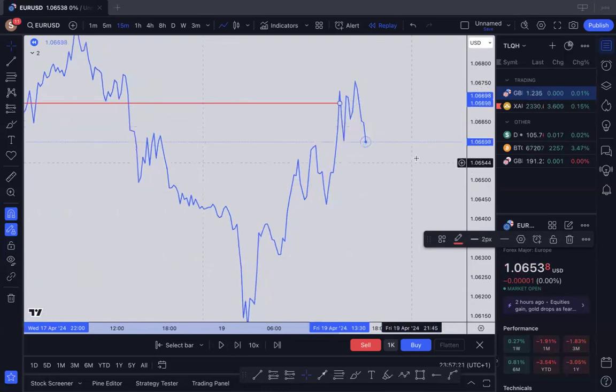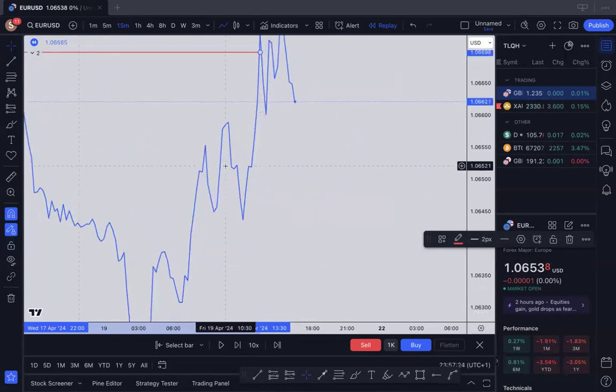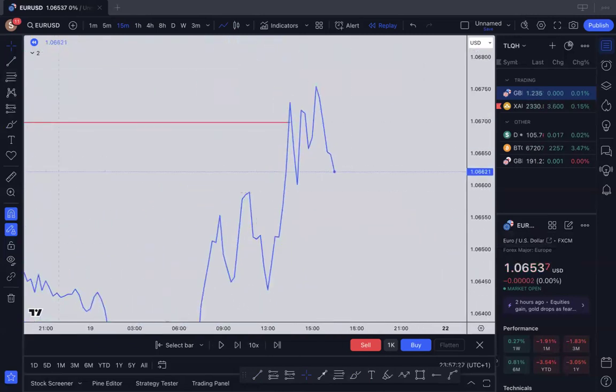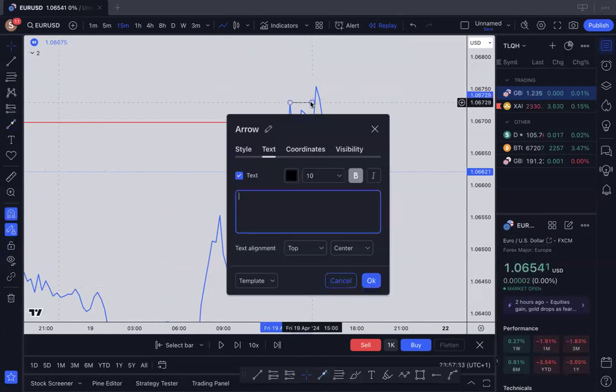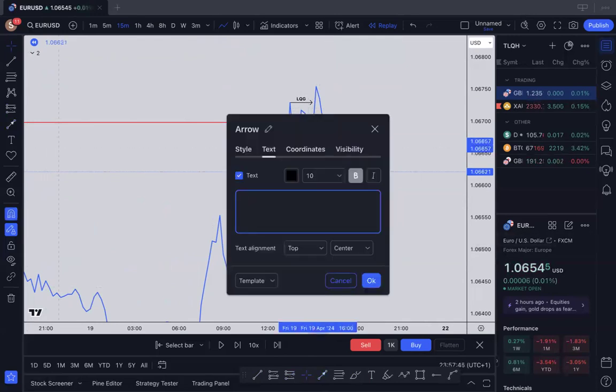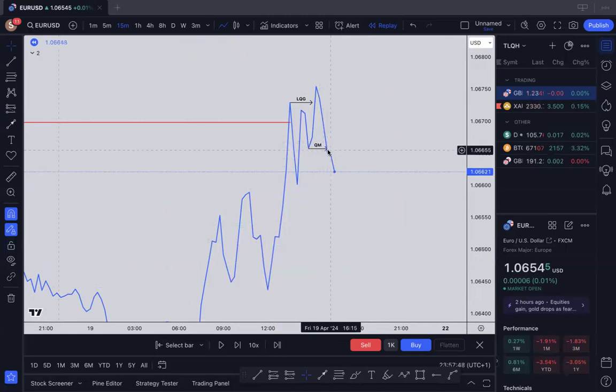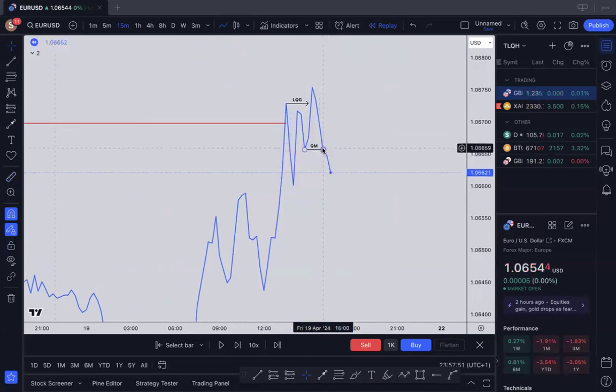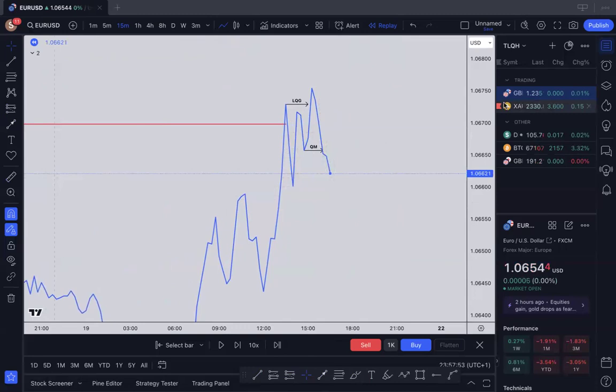And then you can see here that we've had one. So if I just mark this out, LQG right here. And then this here is your QM. Hopefully that makes sense. So what does this actually mean? Well, this means we are now in a bearish leg and that we should be expecting price to move away from this level.